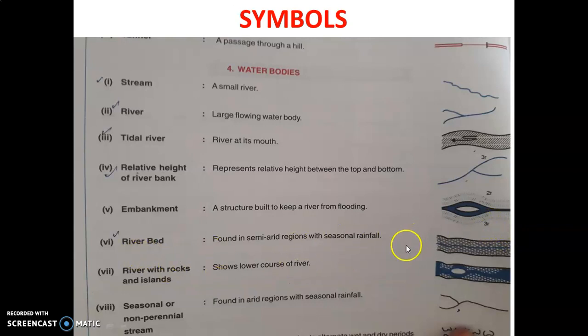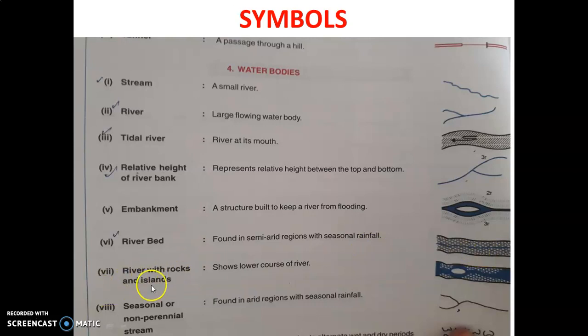Next is river bed. Now see the symbol carefully. The black dot is given and blue line indicating here. So blue line indicates here this is the seasonal river. So a river that gets filled up during rainy season only, June to September.